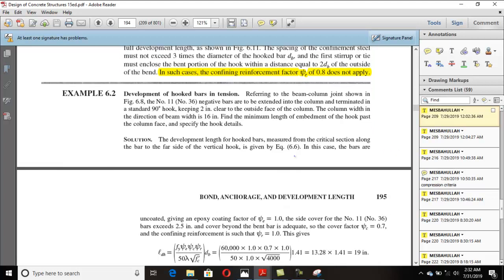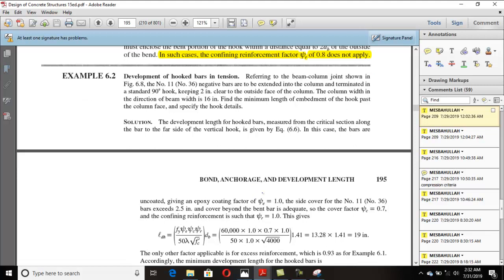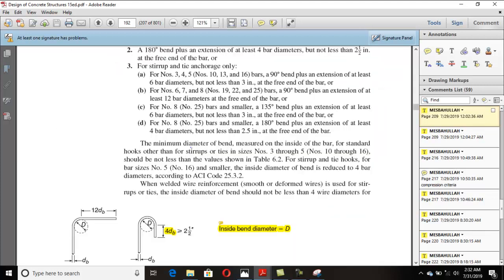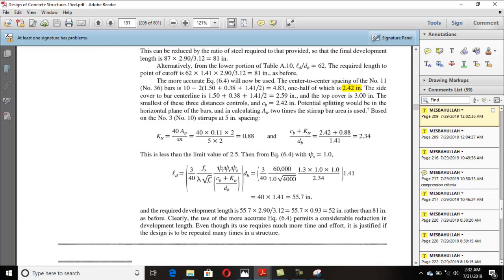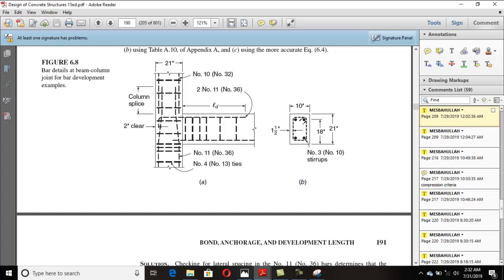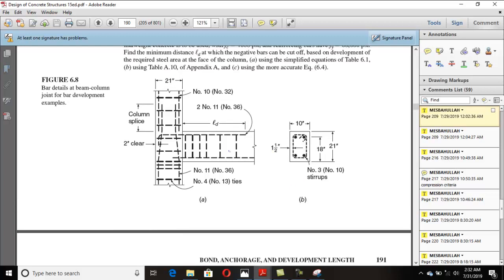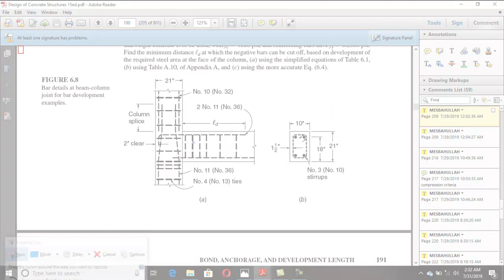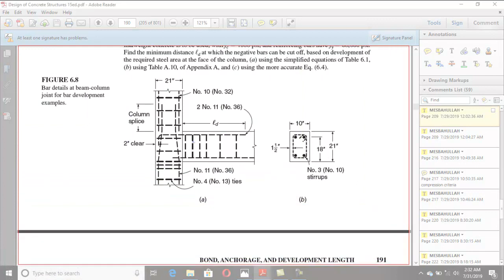Let's see. We will do an example which is from the Nilson book. The example refers to the beam column joint shown in figure 6.8. So there is a figure 6.8, this one. You must know about this example. This is a quite simple example.